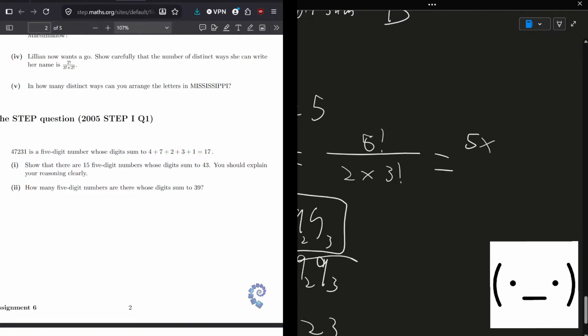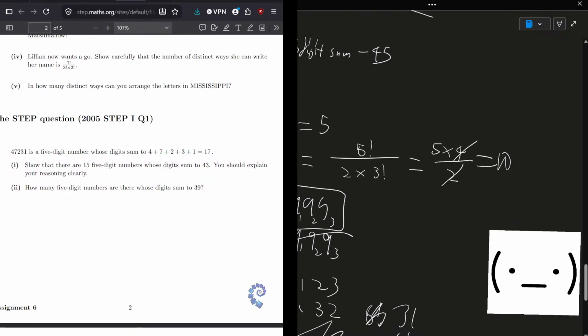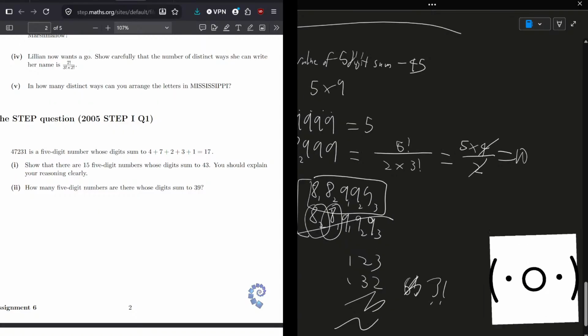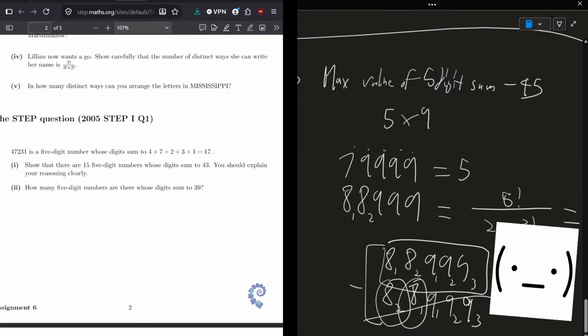So now we are just gonna make this into 10. And so yeah, adding together 10 plus 5 equals 15. Great! So now let's move on to the second part.